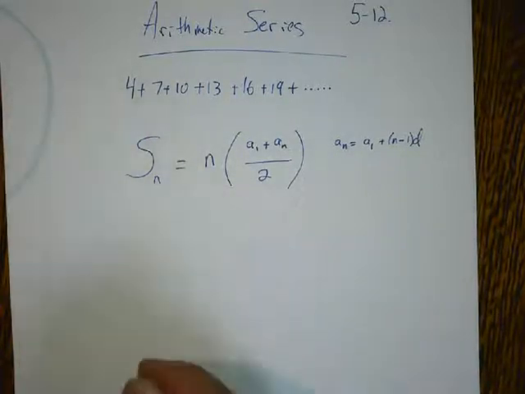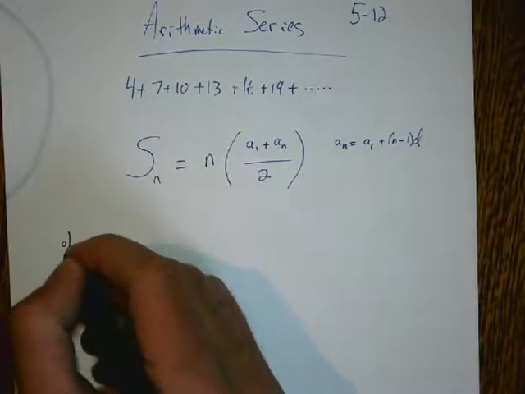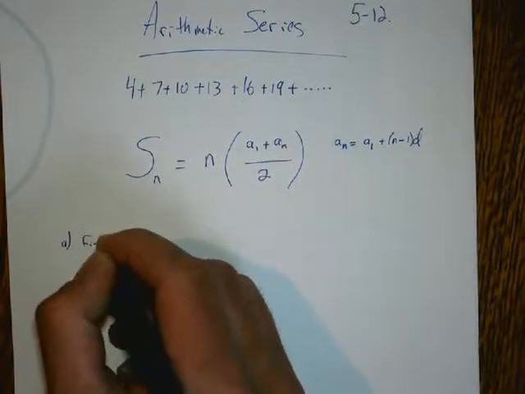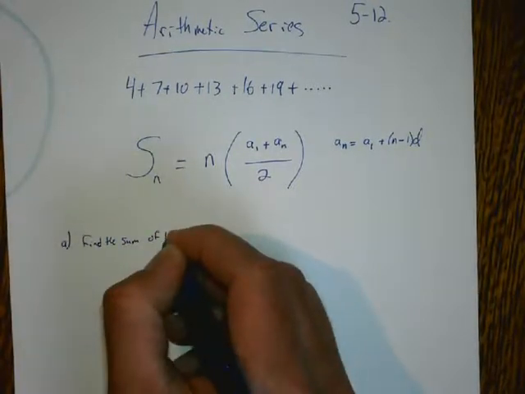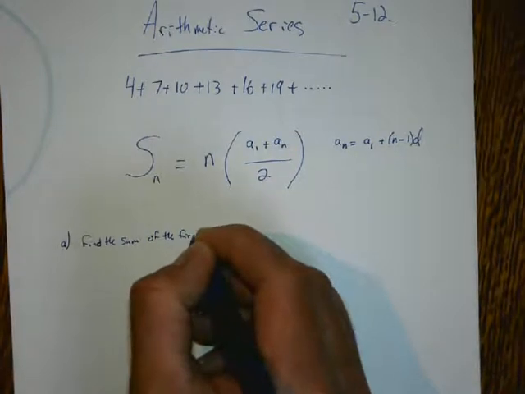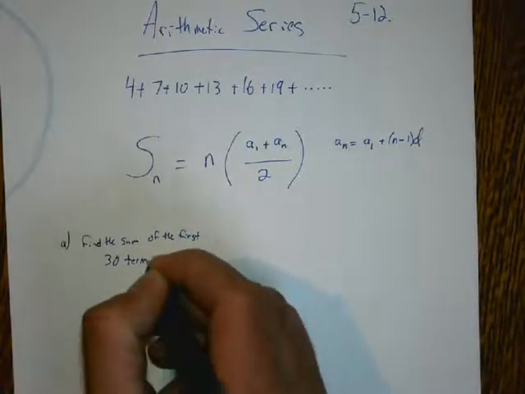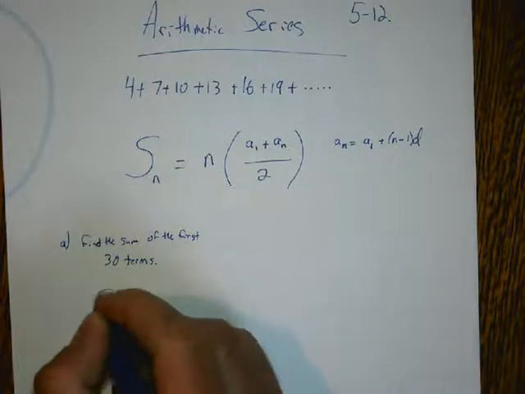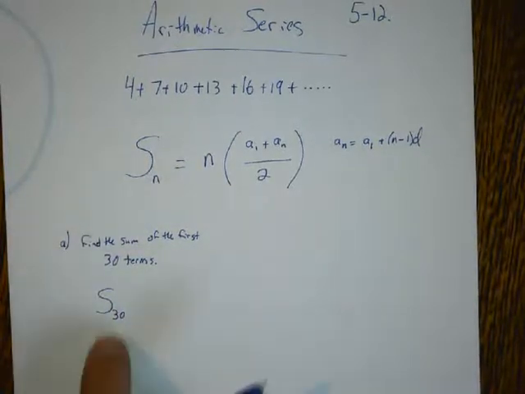Now, here's what a question would look like. A question like this one would say, we'll call this part A, find the sum of the first, we'll say 30 terms. So we know that we have to figure out the sum of 30 of them. This is where this n value of 30 comes into play.